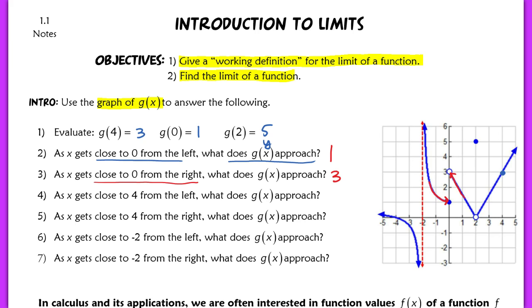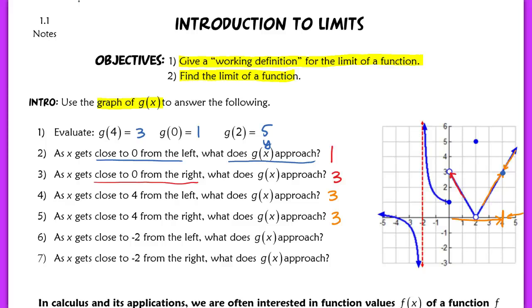Now, example 4 asks, as x gets close to 4 from the left, what does g of x approach? So I'm looking at x equals 4. I'm approaching it from the left. As I get closer and closer to 4, my y values get closer and closer to 3. It just so happens it's the same answer as the last one. They're not really related to each other. Okay, now number 5 asks the same question, but posed from the right. So we want to come from the right. Now our function, as the x values get closer and closer to 4 from the right, also approaches the same exact value, 3.